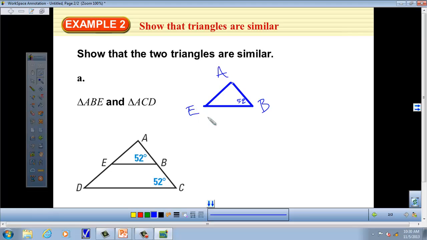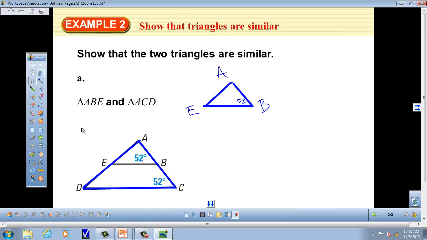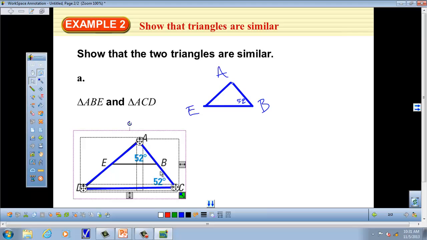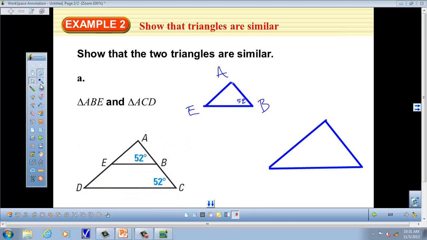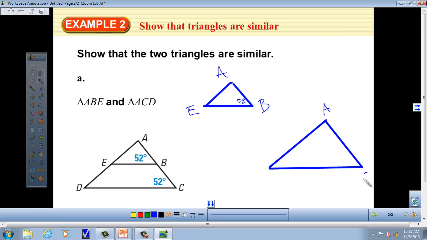Let's try that again. And then the second triangle goes from here to here, here to here, and up to here. Drag that over. And this is triangle ACD. We know this is 52 degrees as well.